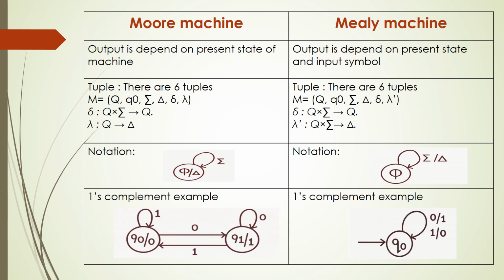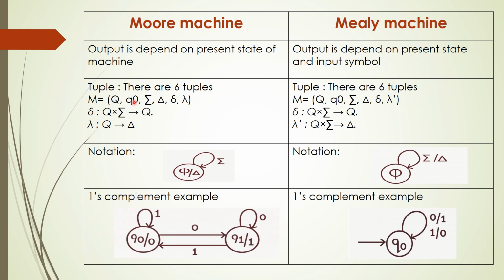But in a Mealy machine, your output depends on what? Your present state and input symbol. If you see the notation, the output is associated with the input symbol along with the present state. So here the output depends upon your present state and input symbol. Hope this is clear.